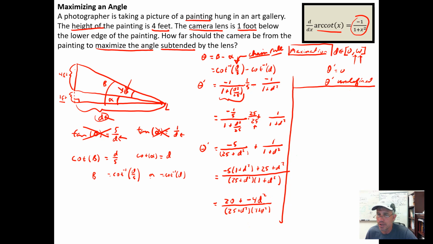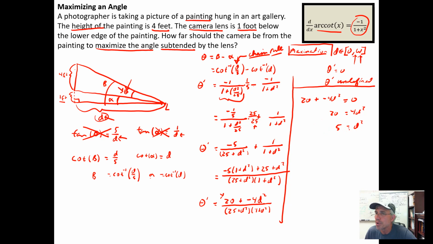Notice the denominators will never be undefined, so I don't have to worry about the derivative not existing. So to find my critical number, I'm just going to set my numerator equal to 0. So I take 20 plus negative 4d squared, I set it equal to 0. I solve for d, so I'm going to get 20 equals 4d squared. Divide both sides by 4. I get 5 equals d squared.